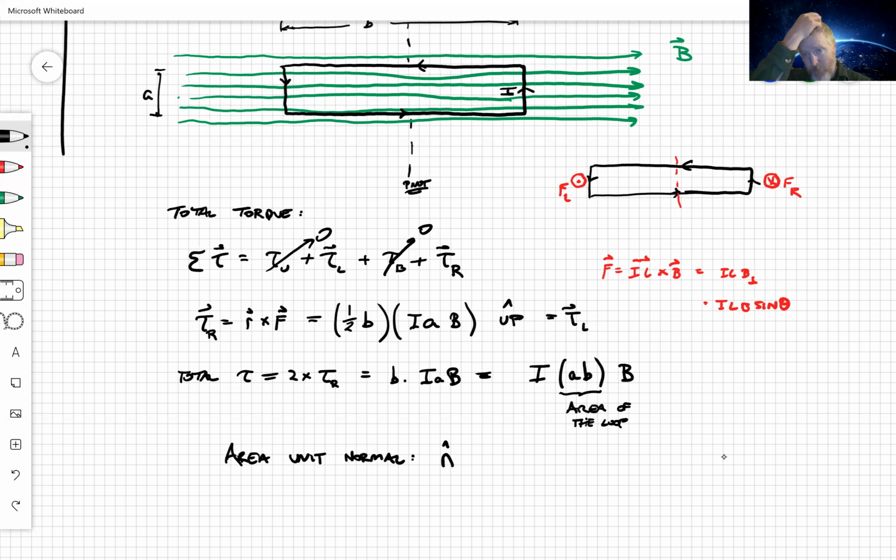So which one do I want to choose? I want to choose the one that's right-handed with the current. So how am I going to do that? Well, I'm going to curl my fingers with the direction of the current, right? In this case, I'm going to curl my fingers counterclockwise, and then my thumb is going to point out of the page towards me. So the unit normal n hat is a right-hand vector with the current.